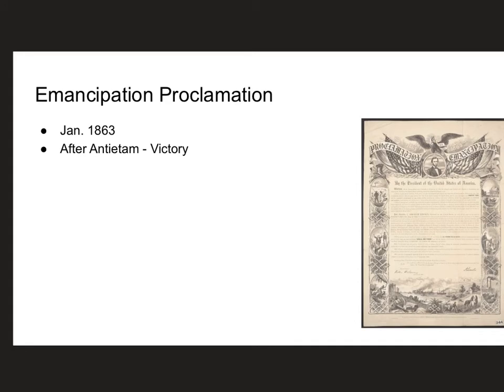So we're going to talk more about the Emancipation Proclamation in class, but I also wanted to discuss it here. The Emancipation Proclamation was given in January of 1863 after the Battle of Antietam, which we talked about in our other notes, because we won. And so then Lincoln felt like he had the ability to do it. However, the Emancipation Proclamation didn't free anybody. It only freed slaves in the Confederacy.